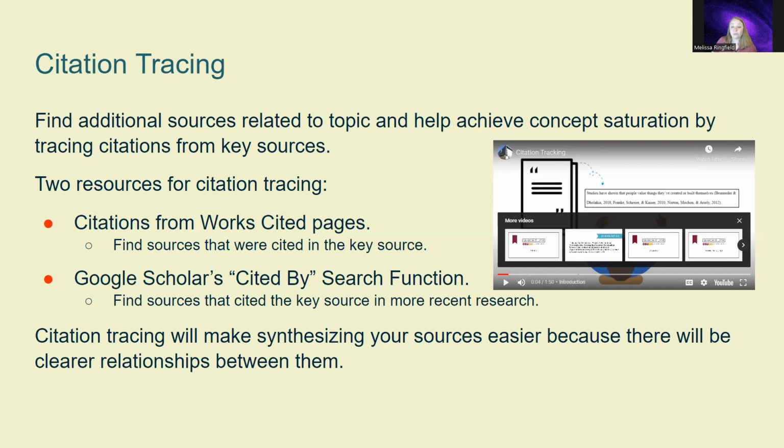Or try Google Scholar's Cited By feature. Find sources that cited some of the key sources in more recent research. Citation tracing will make synthesizing your sources easier because there will be a clear relationship between them. Check out this video for more.